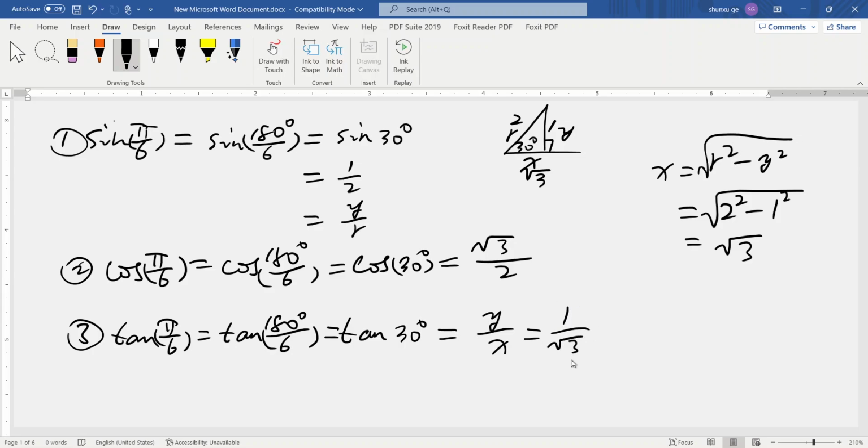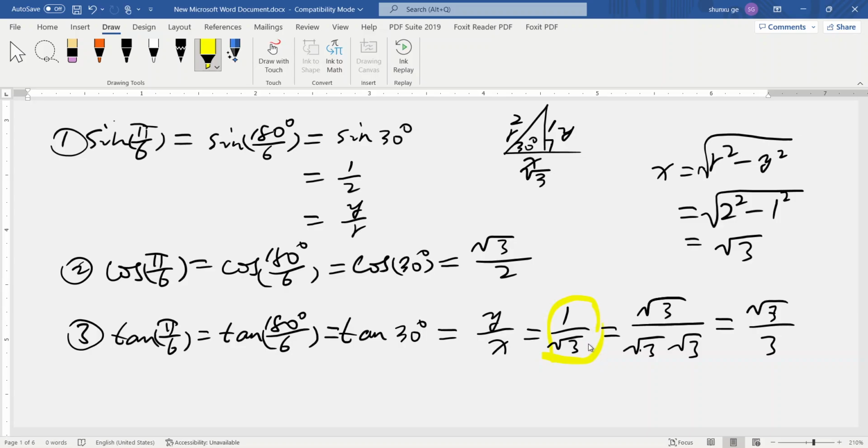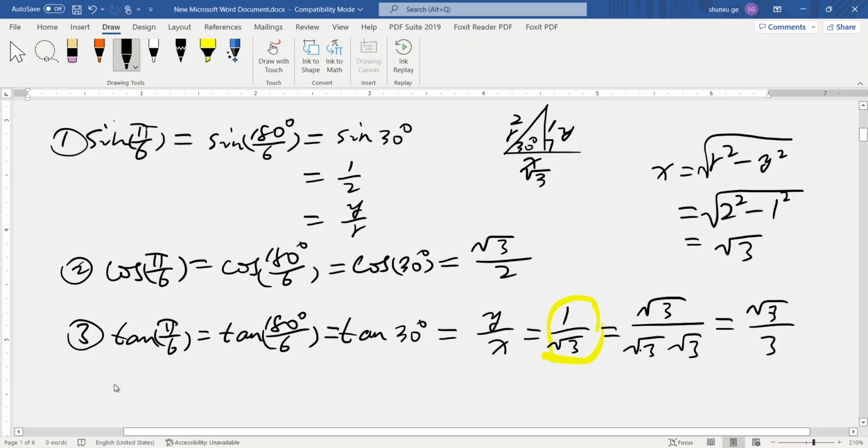We cannot leave it here because it is not a simplified fraction. So we multiply the numerator and denominator by square root 3. So square root 3 over 3. So this is the final answer. If you only leave this here, I think your teacher will take some score from this question because it's not a final answer. So then we do that.